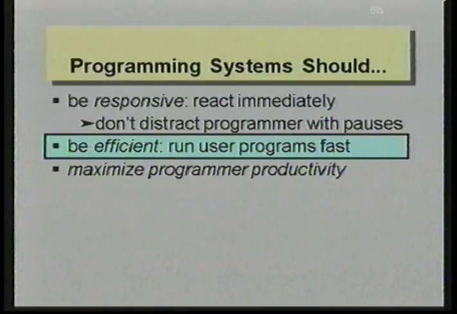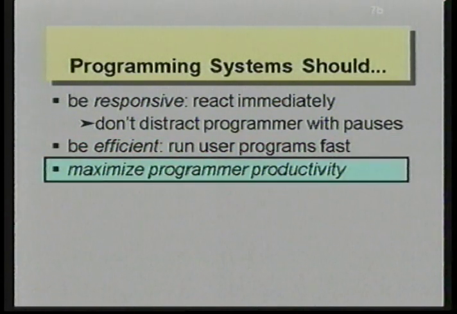The second attribute that we want is efficiency. The programming environment should run your programs as quickly as possible. Together, these two attributes try to maximize your productivity, because a programmer's productivity is what counts in a programming environment. Now, there are many other aspects of programming environments that I'm going to ignore in this talk, like user interface issues and so on. Today, I'm just going to be talking about responsiveness and efficiency.